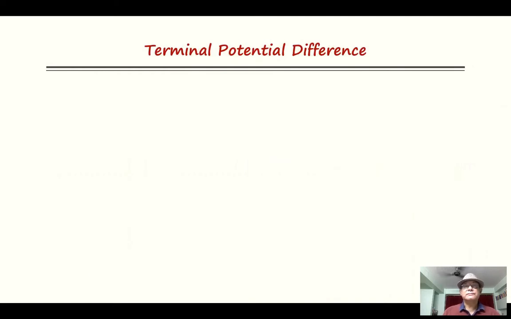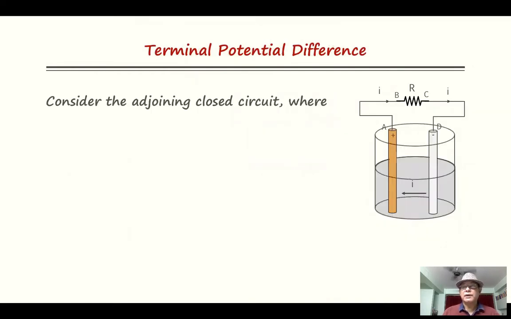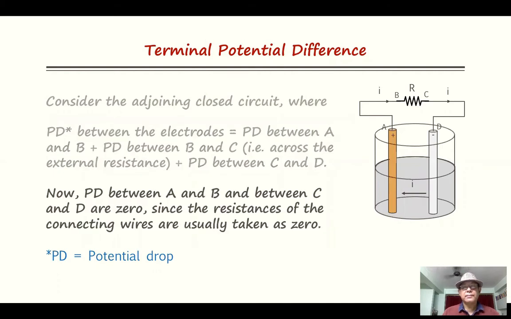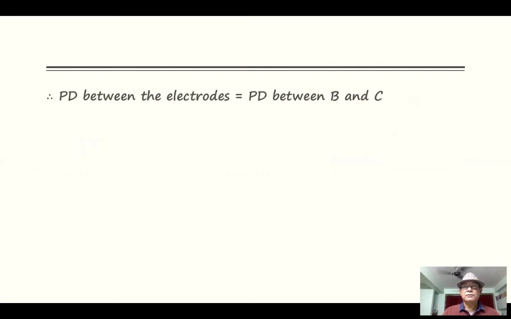Terminal potential difference. Consider the adjoining closed circuit where PD, here PD means potential drop, PD between the electrodes is equal to PD between A and B plus PD between B and C, that is across the external resistance, plus PD between C and D. Now PD between A and B and between C and D are 0, since the resistances of the connecting wires are usually taken as 0. Therefore, PD between the electrodes is equal to PD between B and C, equal to PD across the external resistance, equal to I into capital R.